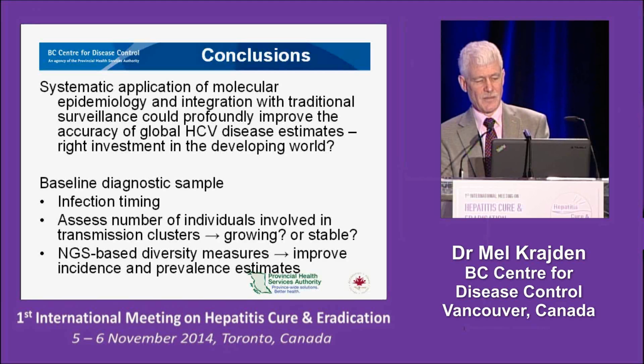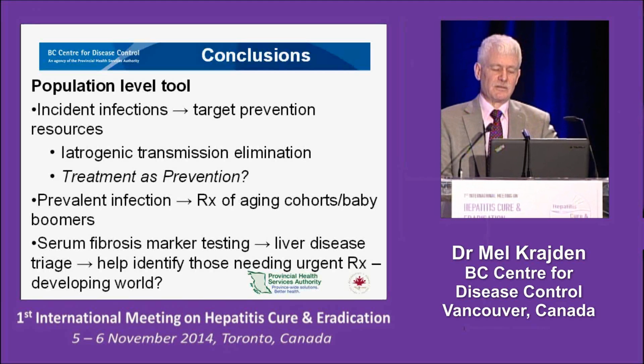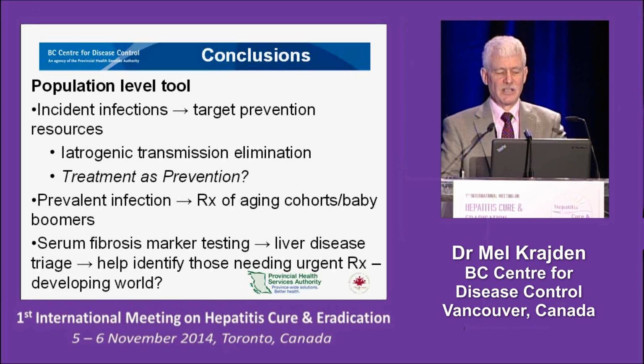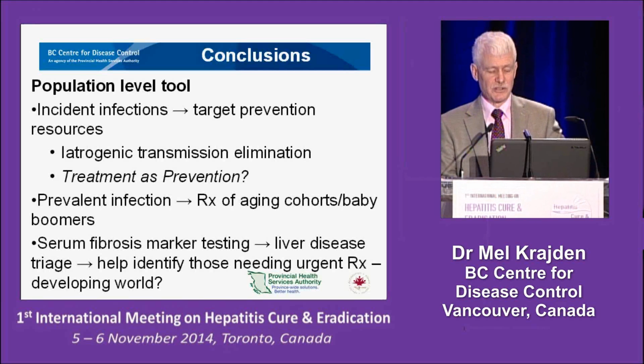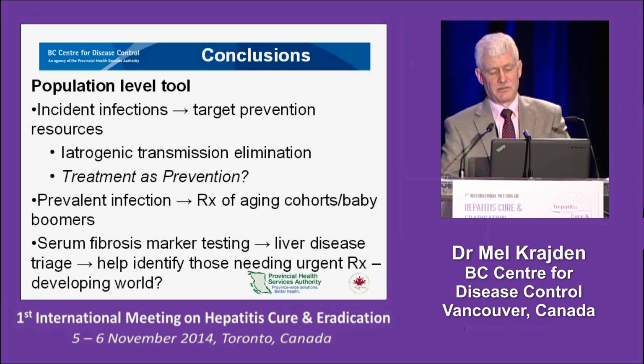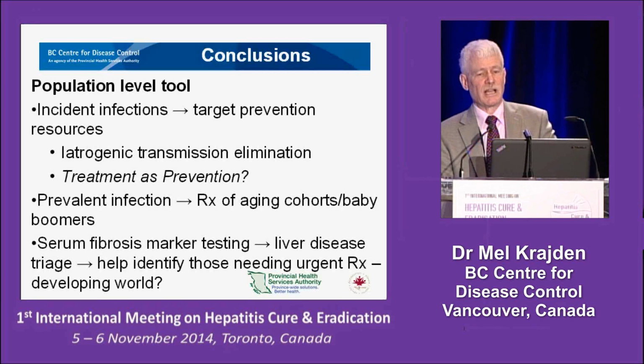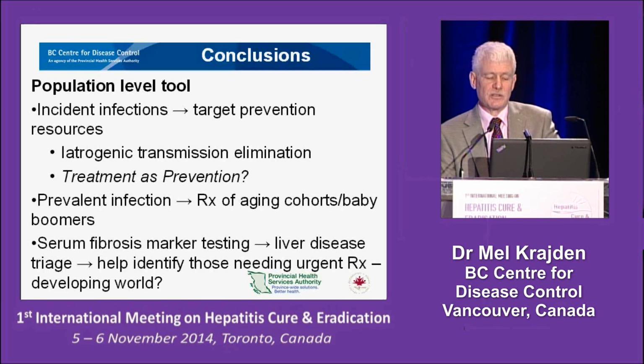From a population-level tool perspective, you then have the opportunity to identify your incident infections and target your prevention resources, either at reducing iatrogenic transmission or also looking at how effective your treatment as prevention programs are, because you have an ability to track what's going on. From your prevalent infection perspective, you could identify the people who are more likely to have been infected in the past, and those are the people more likely to be part of the aging cohorts or baby boomers, and those could be shunted for engagement into care.